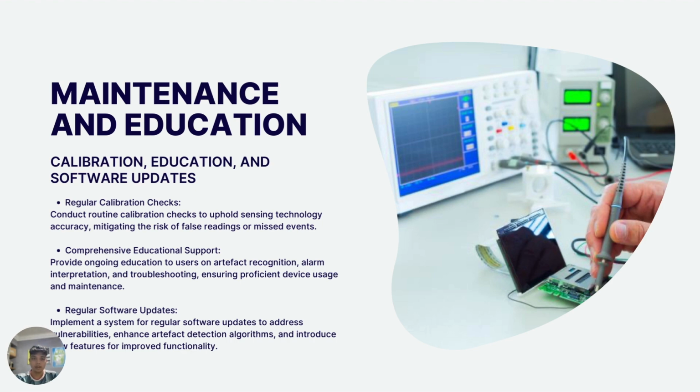In addition to regular calibration and comprehensive educational support, implementing regular software updates is also very crucial for maintaining optimal performance in apnea monitoring systems. These updates include bug fixes, security enhancements, and algorithm improvements, addressing identified vulnerabilities and optimizing system functionality. By staying current with software updates, healthcare facilities can ensure that their monitor system remains up to date with technological advancements, enhancing overall reliability and effectiveness.